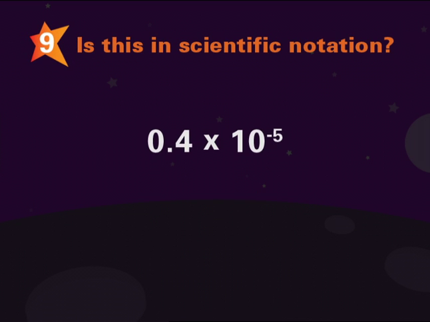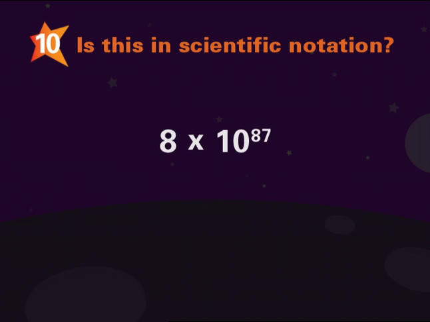In problem 9 of your lesson notes, tell whether the number is written in scientific notation. 4/10 times 10 to the negative fifth power. No, this number is not written in scientific notation. The first factor, 4/10, is too small. It should be at least 1.